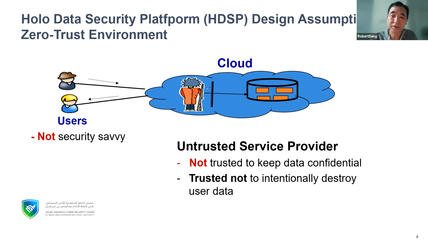They're not trusted to keep data confidential, but it's not totally untrusted. So we have to make certain semi-trust assumptions. They're not trusted to keep data confidential, but they are trusted to not intentionally destroy our data, right, so that we can have the data availability. So this is the assumption we make in our system design. The system we designed is called Hollow Data Security Platform.